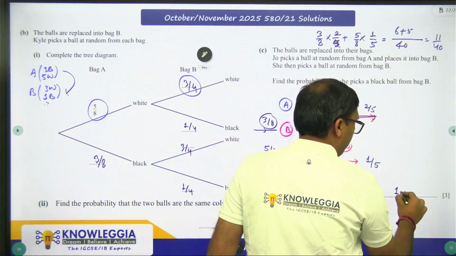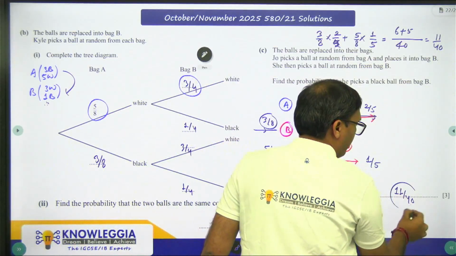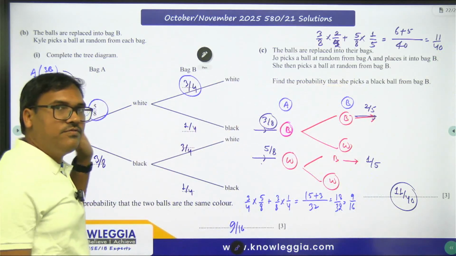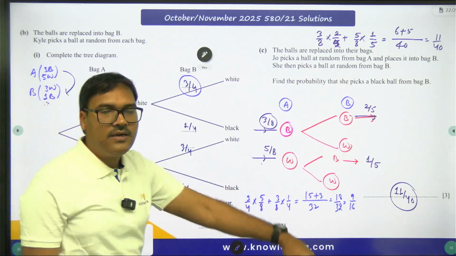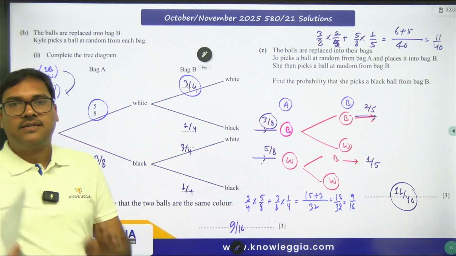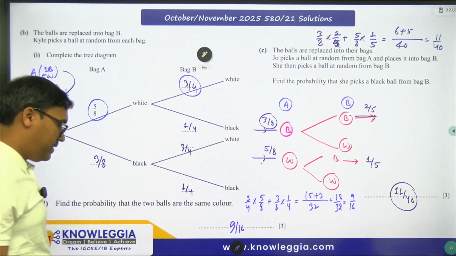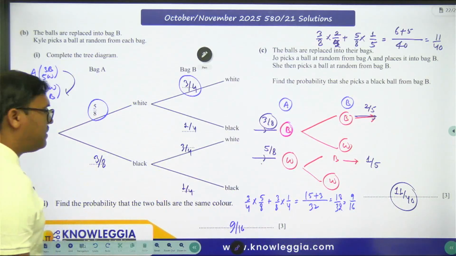I hope this is clear. She is picking one ball from bag A and putting it in bag B, and after that she is selecting a ball. Okay. I hope this is clear. Now let's move to the next question.